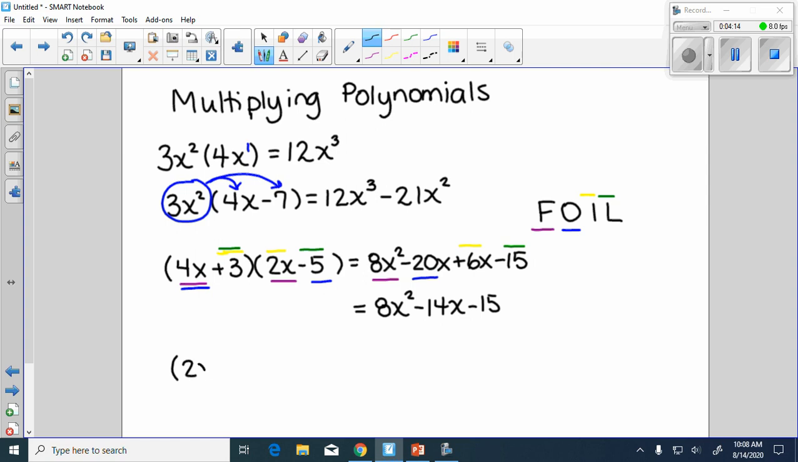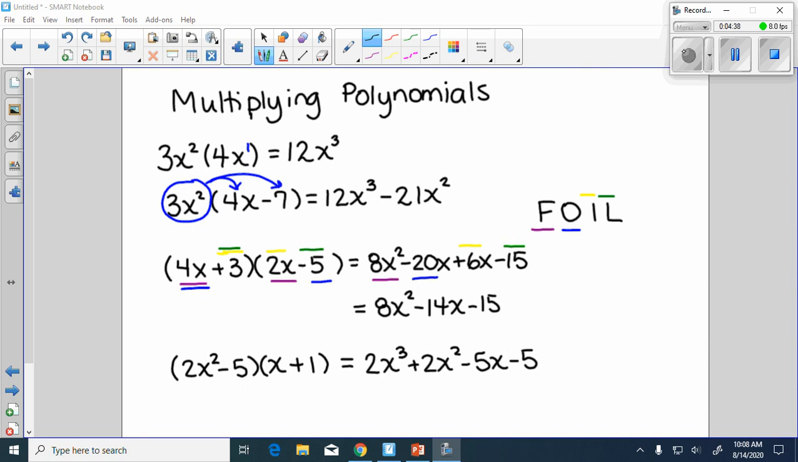So how about 2x squared minus 5, okay, they are all looking the same, and x plus 1. Go ahead and pause the video here in a moment. Do your first and your outside and your inside and your last. Combine like terms as you find them, and then turn the video back on and see if you're right when you're done.